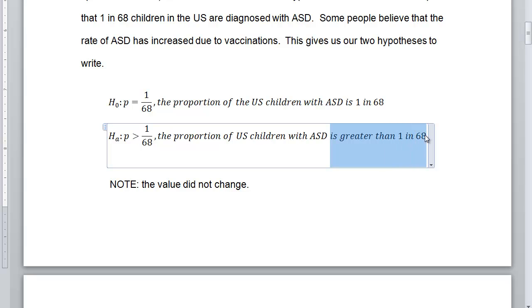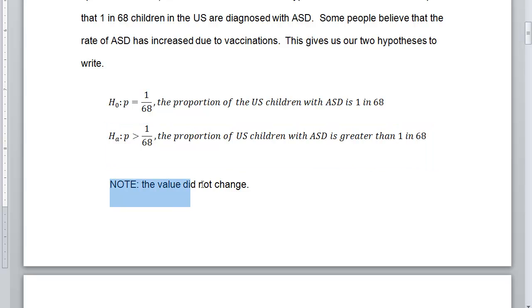Now note, the value did not change. The P's stay the same. The 1 in 68 stays the same. I just changed from an equal sign to an inequality between my two hypotheses. All right? And so this is the first step.